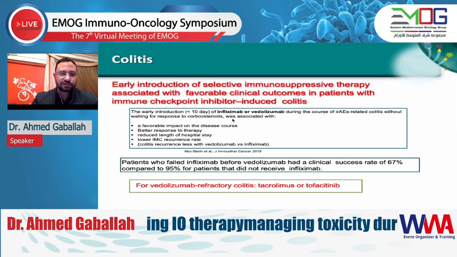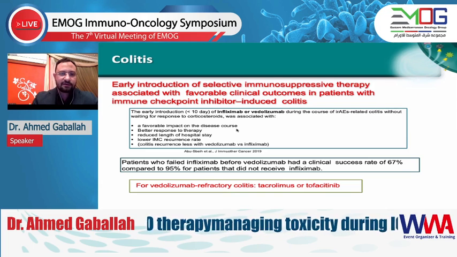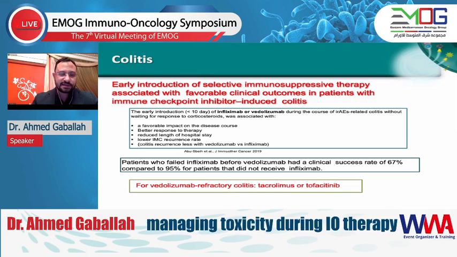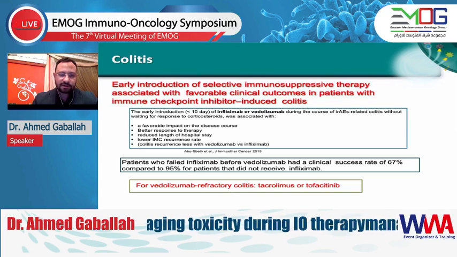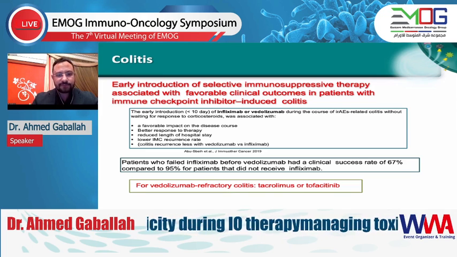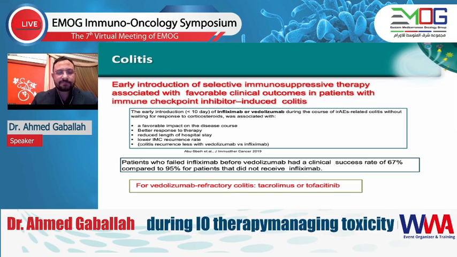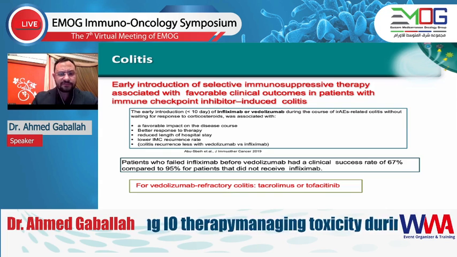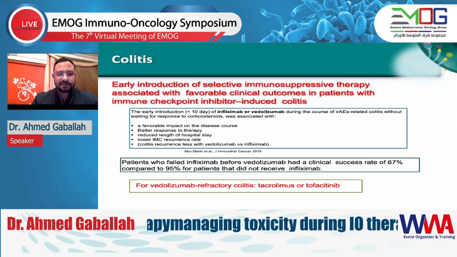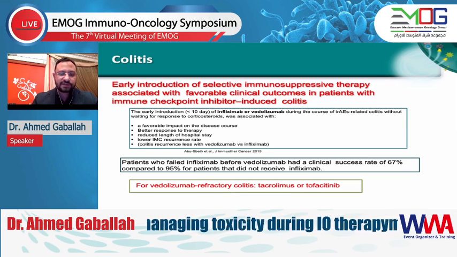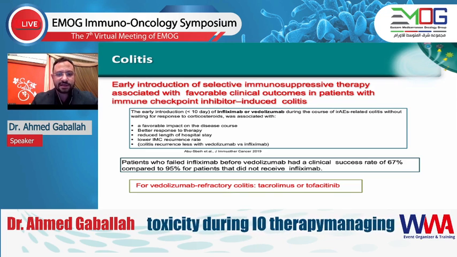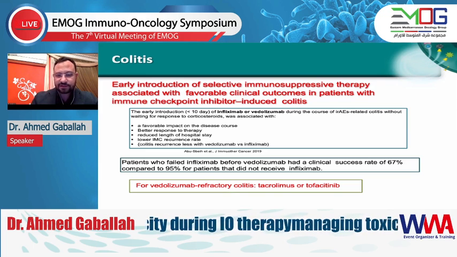And they found that with the early introduction of this medication within the first 10 days, we have a favorable impact on the disease, better response to therapy, reduced length of hospital stay, lower immunotherapy colitis recurrence rate, and we found that the vedolizumab is more effective than the infliximab to improve the recurrence. If the patient failed on infliximab, we can use the vedolizumab, but the vedolizumab efficacy at this point will be 67% compared to 95% if used as a first line. And if we have a patient with vedolizumab refractory colitis, we can use tacrolimus, and I searched for the trade name, it's called Prograf.